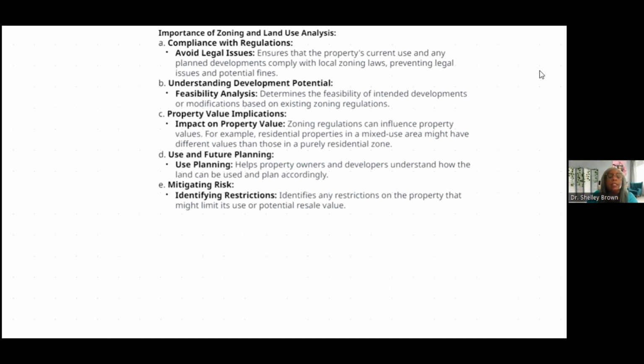Use and future planning. Use planning helps property owners and developers understand how the land can be used and plan accordingly. So this is covenants and restrictions. You want to make sure that you check the covenants and restrictions before you buy land. You want to make sure that you can develop on that land.